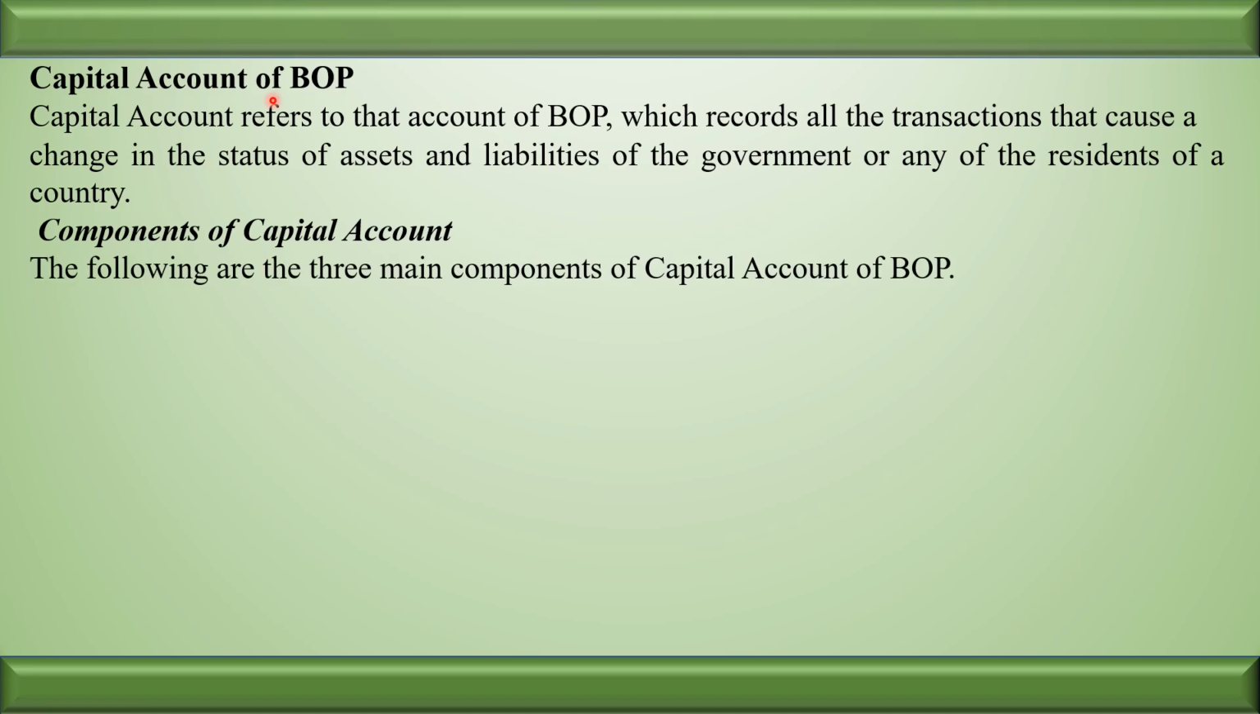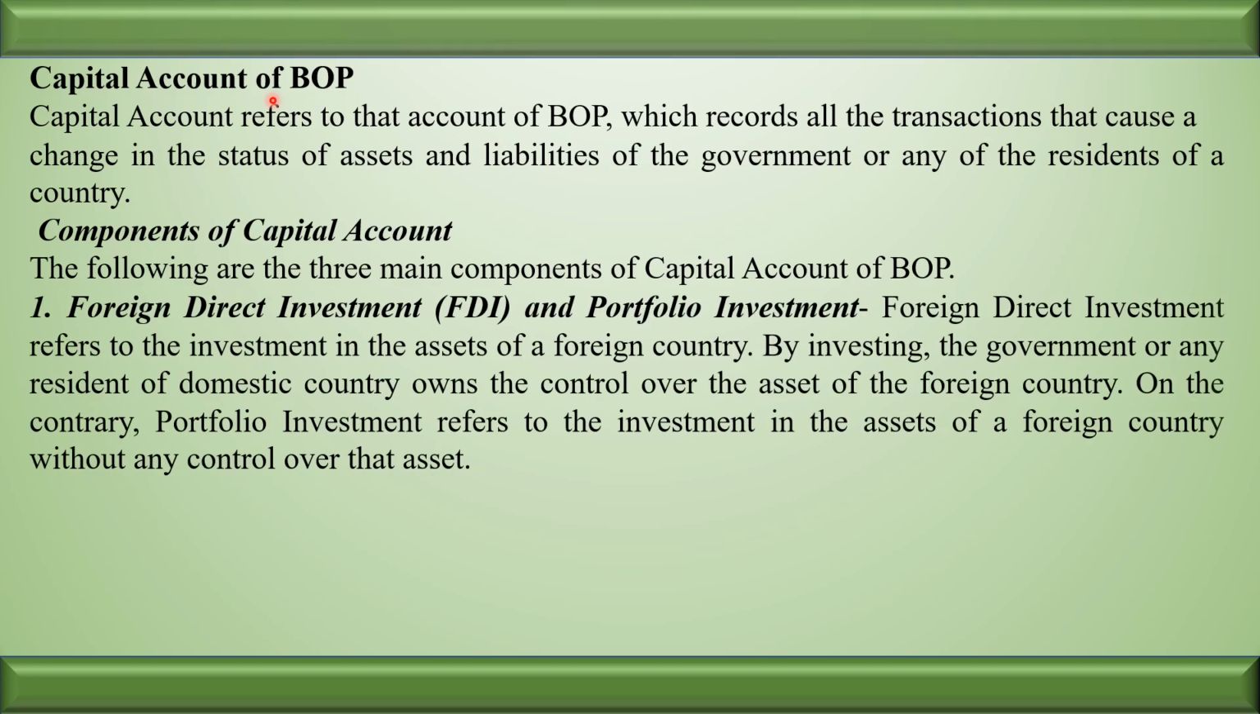Following are the three major components of capital account of BOP. The first one is foreign direct investment and portfolio investment. Foreign direct investment refers to the investment in the assets of a foreign country. When a foreign country makes an investment in one country, then it is called foreign direct investment. This investment will be on a new project, and this investment may be related with the takeover of the domestic company, and this investment is always out of the stock exchange. It is not through the stock exchange.